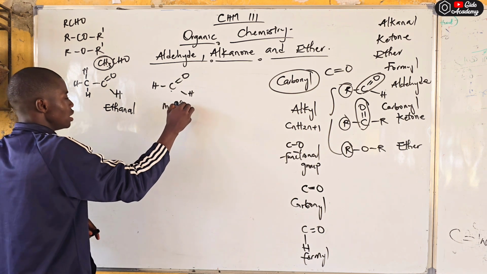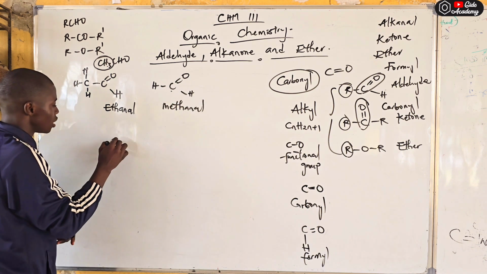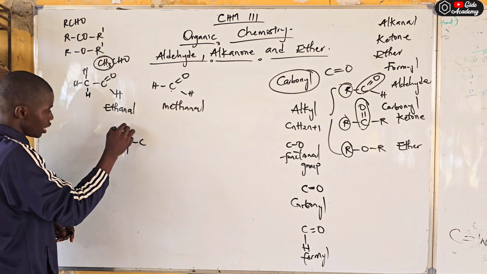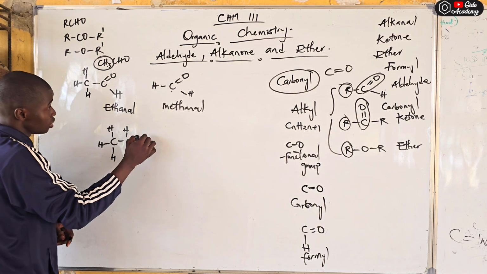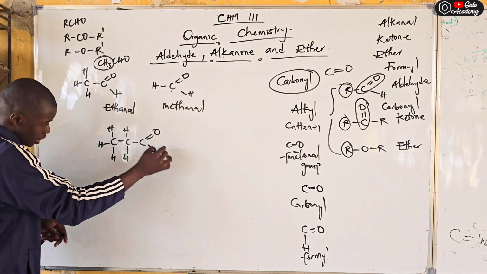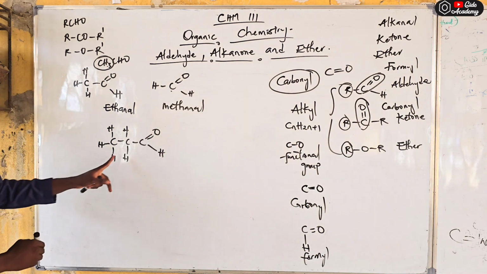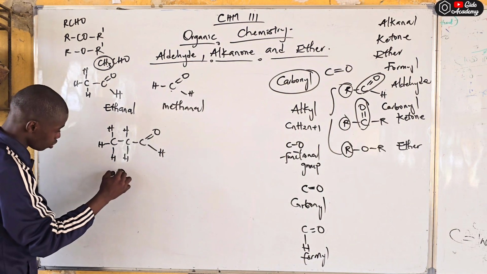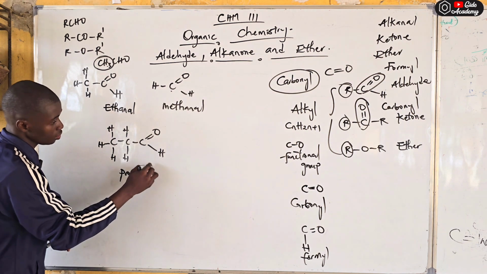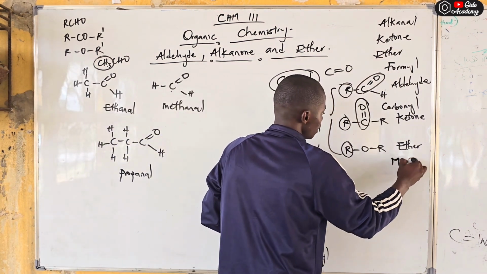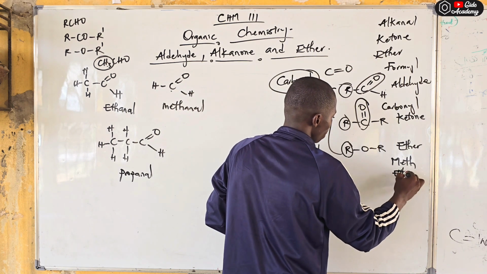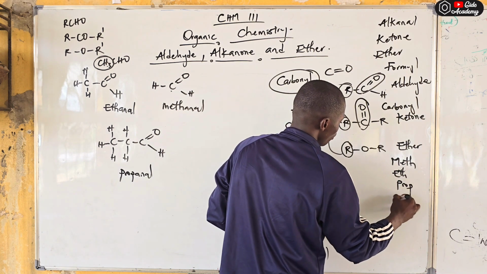Methanol. Then if you are looking for 3 carbon atoms, 1, 2, 3. Here is hydrogen, here is hydrogen, hydrogen bonded to oxygen, bonded to what? Hydrogen. How many carbon atoms do you see here? 3. And 3 is called what? Propanal.